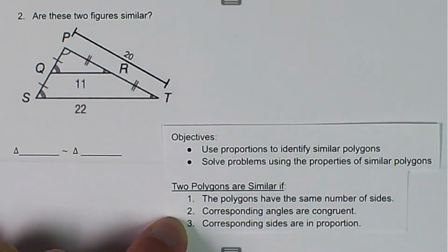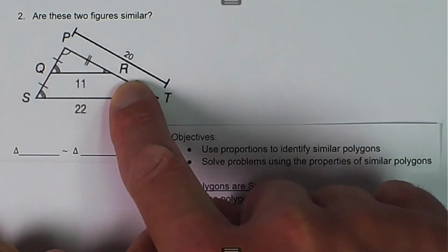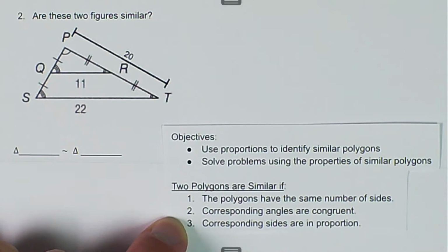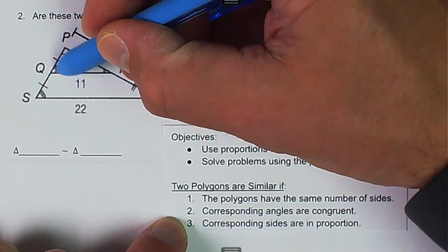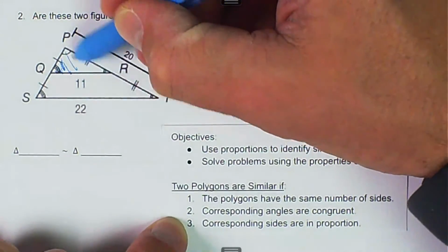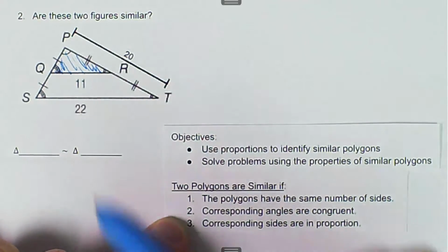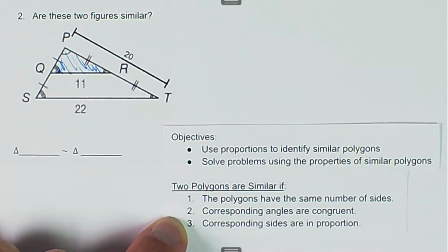So here we have two triangles. We have PQR is one triangle, and we can see this one is the smaller triangle right there. And then we have the whole triangle, which is going to be PST. And we want to check and see if these are similar or not.